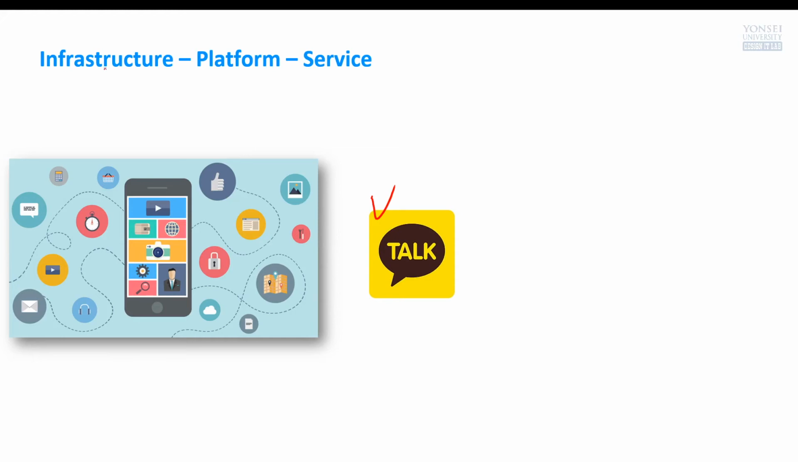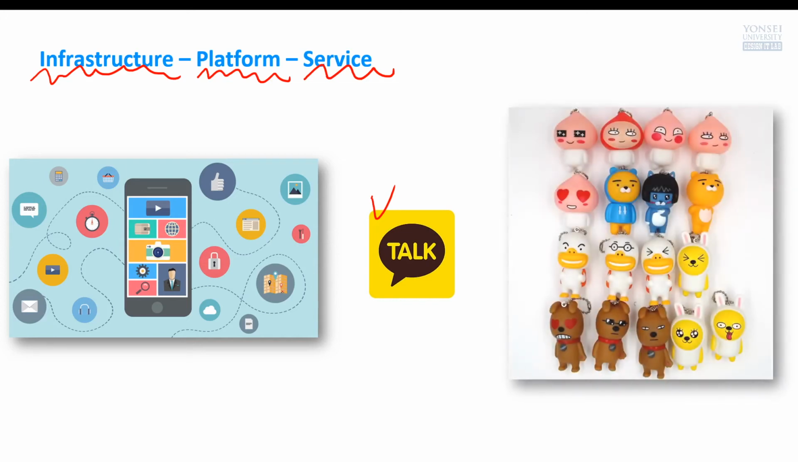So let's take a look at something like this. There is infrastructure and platform and service. In this triple set, let's take a look. What is infrastructure? Of course, high-speed internet. From the perspective of KakaoTalk, KakaoTalk is a certain type of platform, okay? And the service? Of course, instant communication through chat or sending your selfies, pictures, movies.